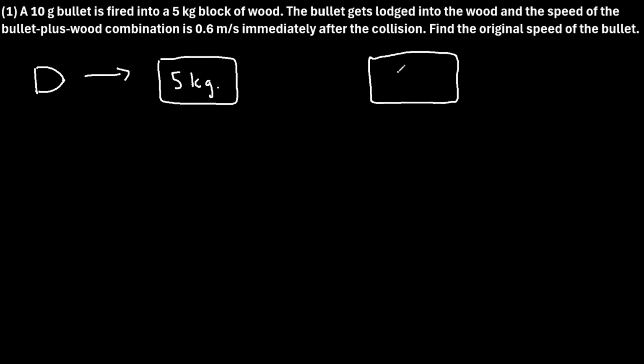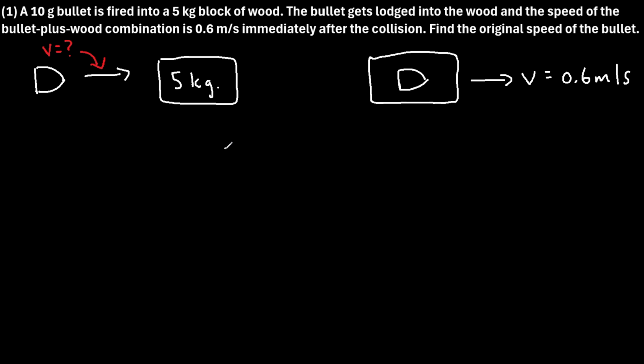So let's sketch this out. We have this bullet that's traveling towards this block of wood that is 5 kilograms. And the bullet will get lodged into the wood, so the bullet will be lodged inside of the wood. And when that occurs, this combination of the bullet and the wood is then traveling at a velocity of 0.6 meters per second. And our question is, if that's the case, what was the initial velocity of the bullet?